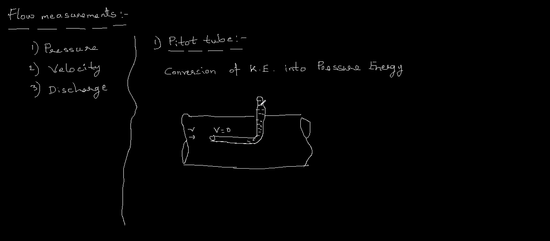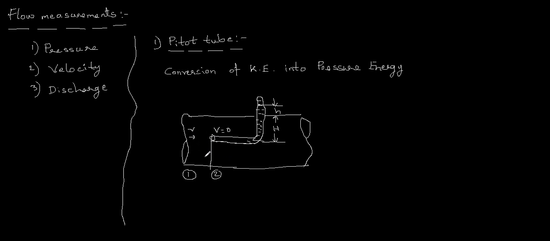Assume this rise in the glass tube is small h, and the depth to which the tube is inserted into the pipe is capital H. Again I want to consider two sections: the first at a point away from the pitot tube, and the second exactly at the entrance of the pitot tube. I assume this point as section 2, and section 1 as a point at a distance away from the pitot tube.